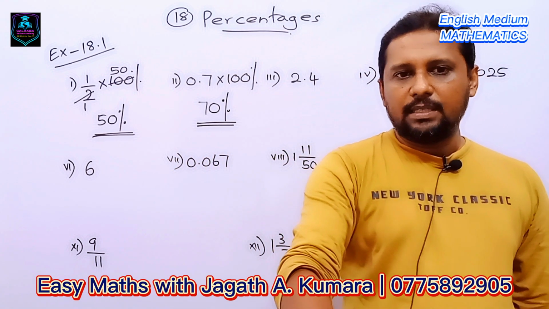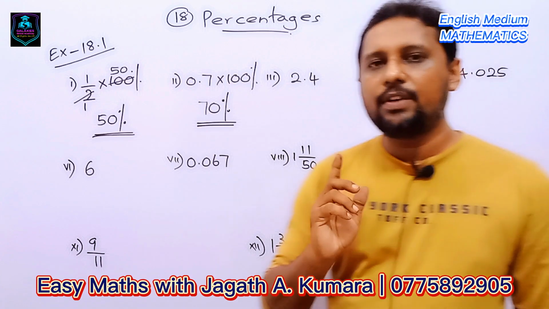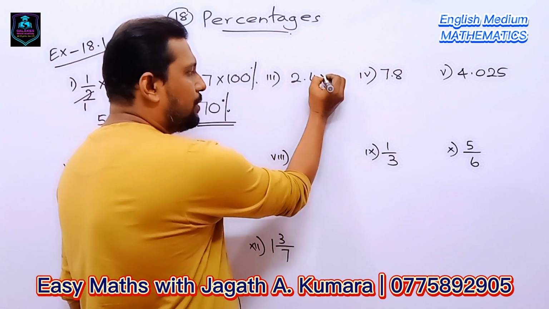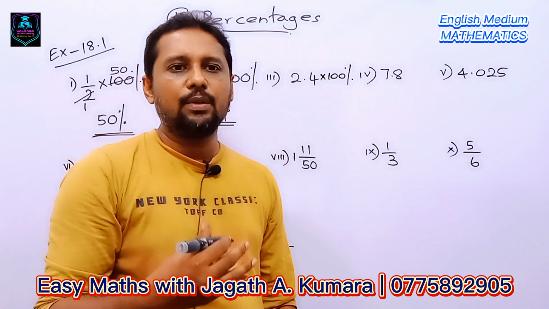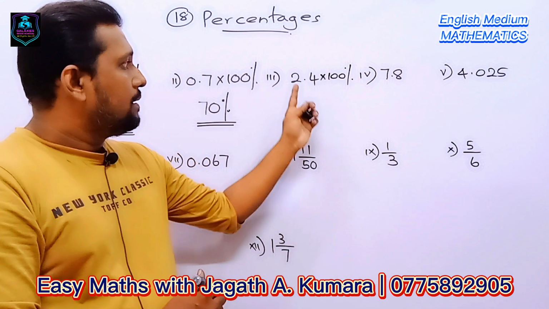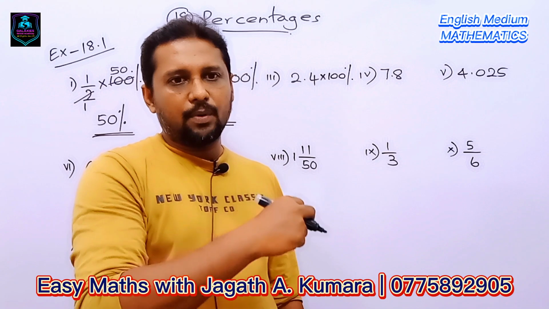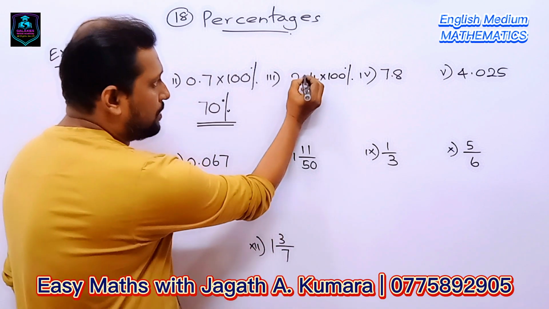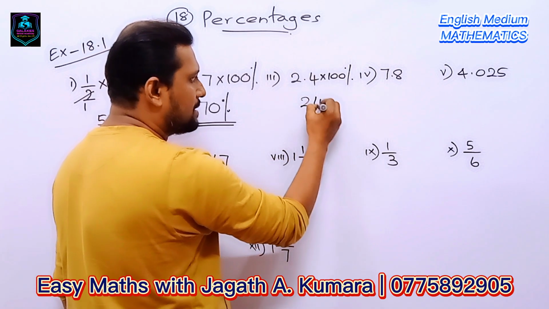Then let's go to the third part. Third part given is 2.4. You have to convert 2.4 into a percentage. Then what you have to do? You have to multiply 2.4 by 100%. When you multiply a decimal value by 100, you have to take the decimal point towards your right hand side two places. One place we can move, then another zero you can put here, then we can move two places. So what is the answer? 240%.